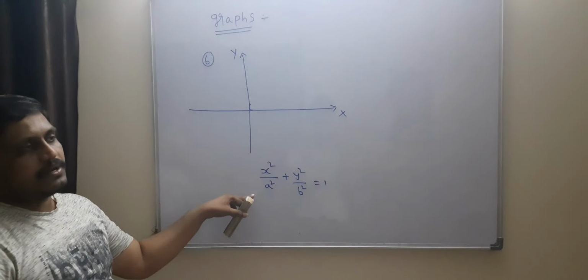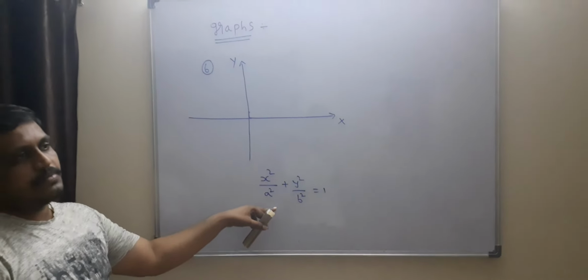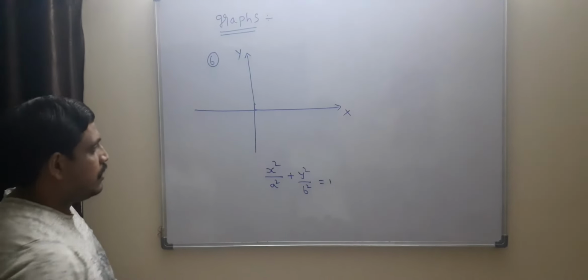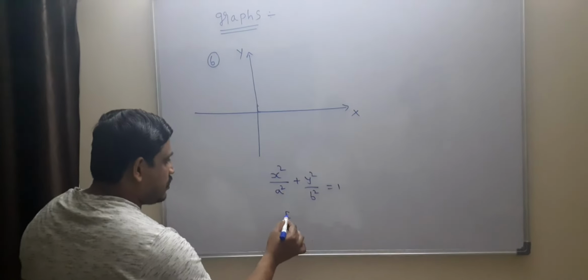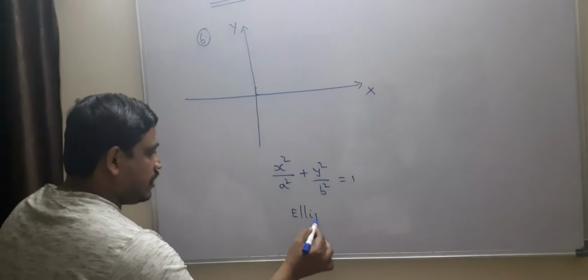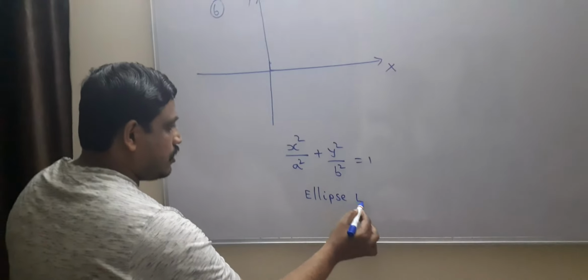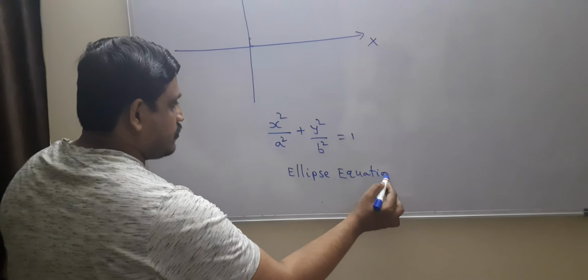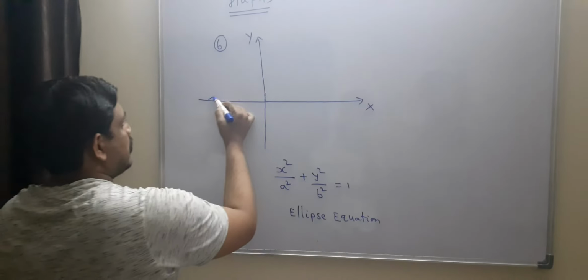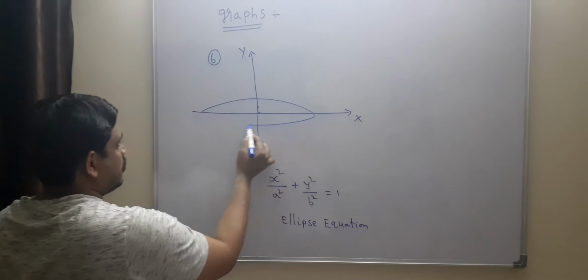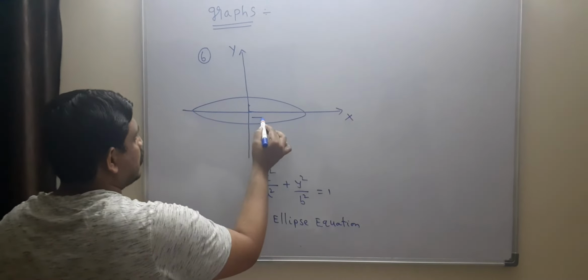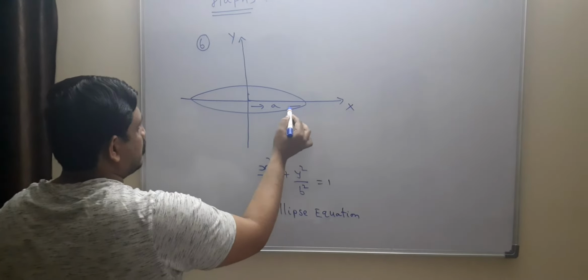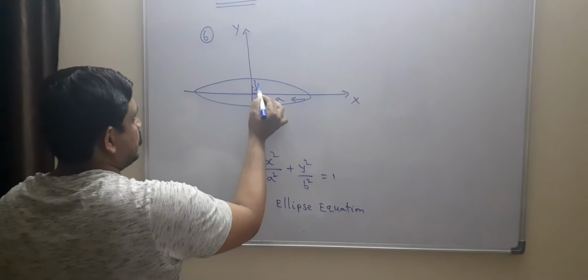X square by a square plus y square by b square equal to 1. This is the mathematics ellipse equation. Okay. The equation name is ellipse equation. Okay. This is the ellipse equation, Nana. Look here. Here, Nana, this is the A, Nana. This is the B, Nana.